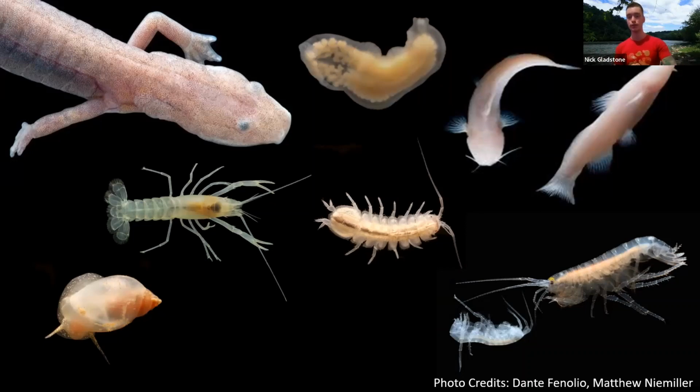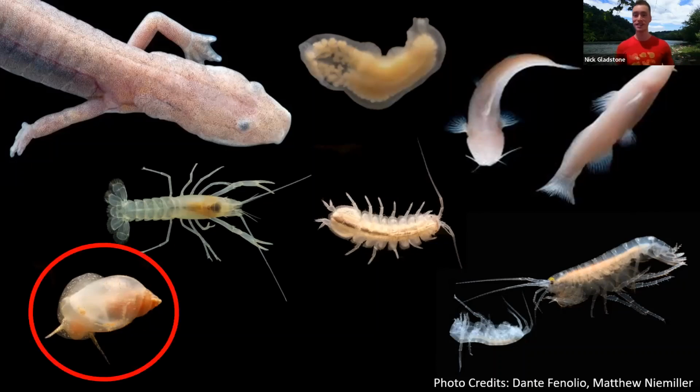Stygobromus is the thing in the far right corner, about to eat a smaller, I think it's just a smaller individual of the same genus. We have isopods, we have crayfish, we have flatworms, and then we have what I work with, which are freshwater snails and terrestrial snails.